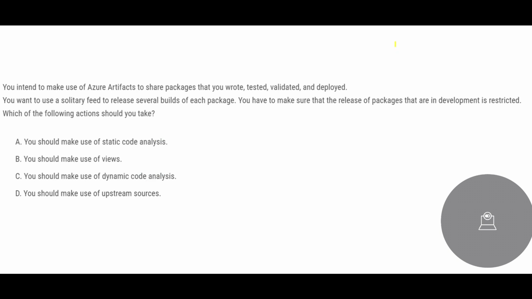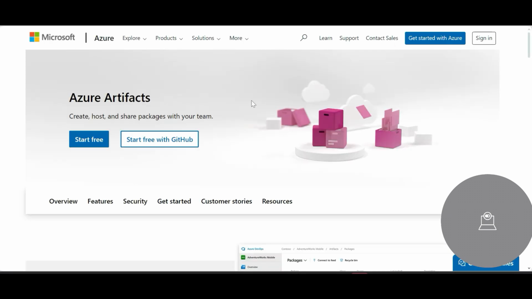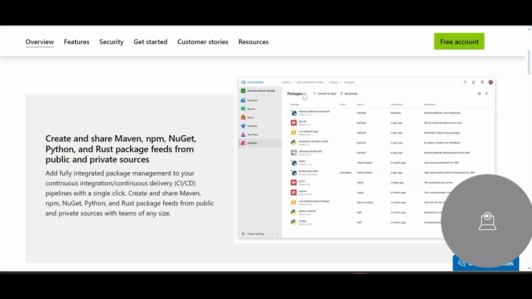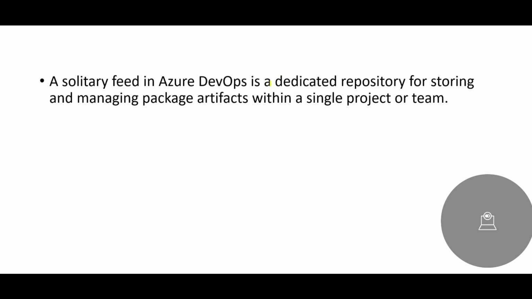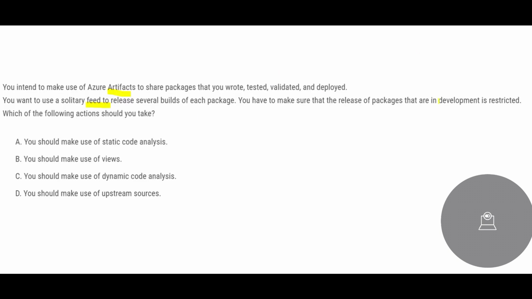So let us look at this question. It is about Azure Artifacts, which is used to create, host and share packages in your team. So here you see all the packages are mentioned here. In this question, you want to use artifacts to share your packages. You want to use a solitary feed. What is a solitary feed? A solitary feed is a dedicated repository for storing and managing artifacts. And the release development should be restricted. What following action should we take?